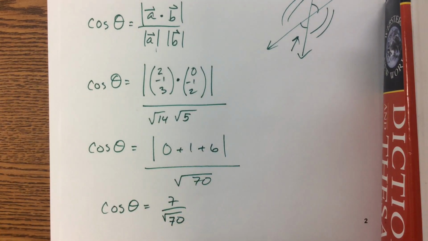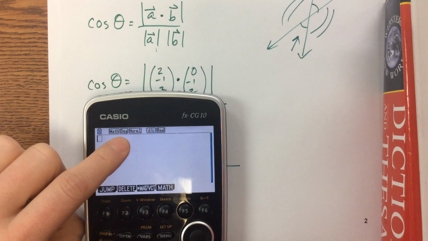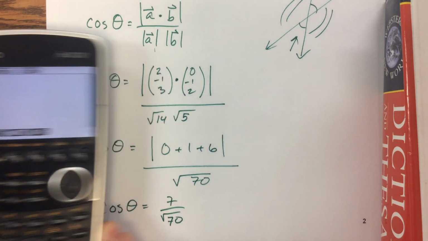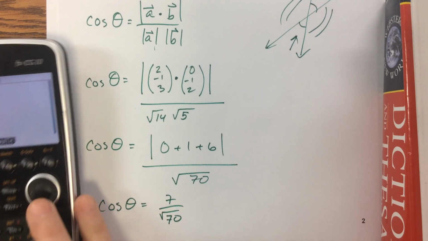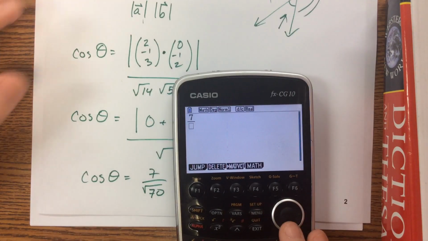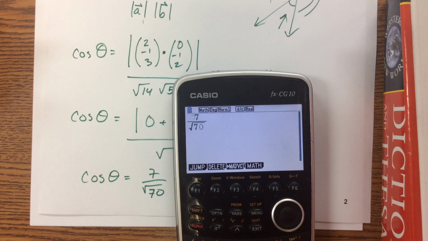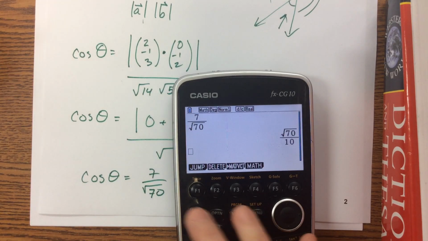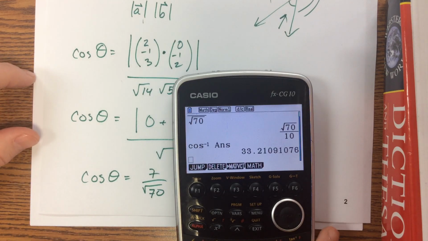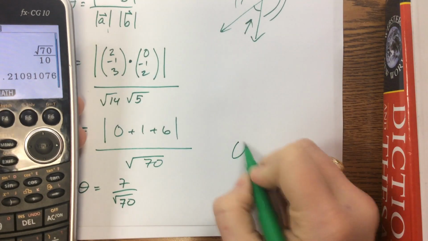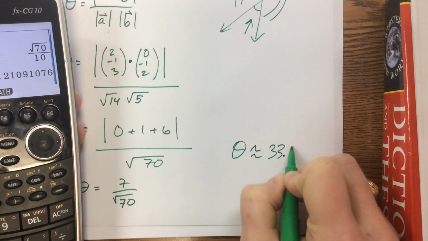And here's where I'd need to grab my calculator. And typically we answer these questions in degrees. So you'll notice I am in degrees. So I've got 7 over root 70. And now I want to do the inverse cosine of that answer. And so the angle here is about 33.2 if we give it 3 sig figs. So theta is about 33.2 degrees.